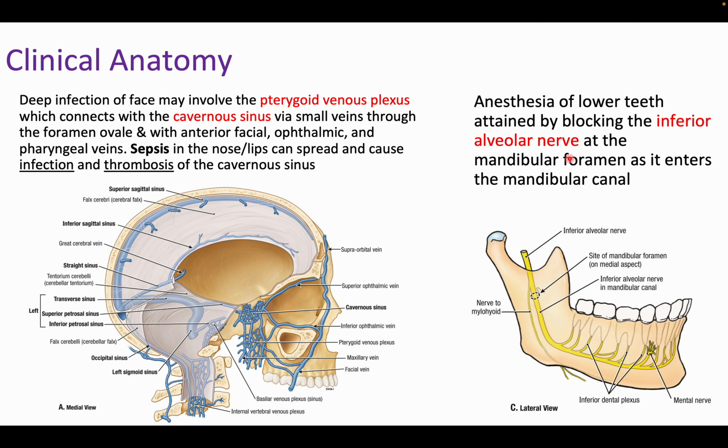And so anesthesia can be achieved. We don't want to go too high up because then we're going to affect other branches. So you can anesthetize the person right here, and that'll lead to all of these teeth here.